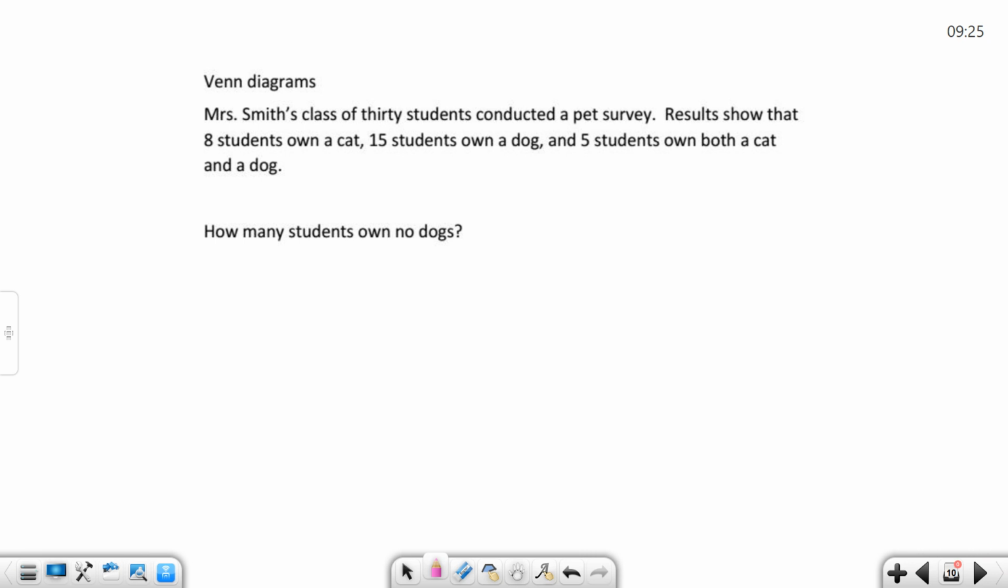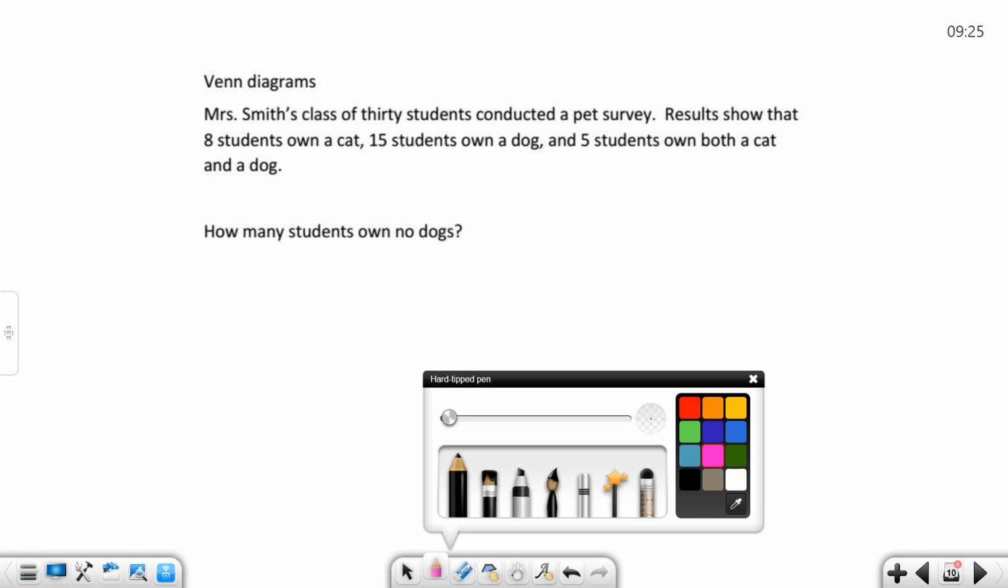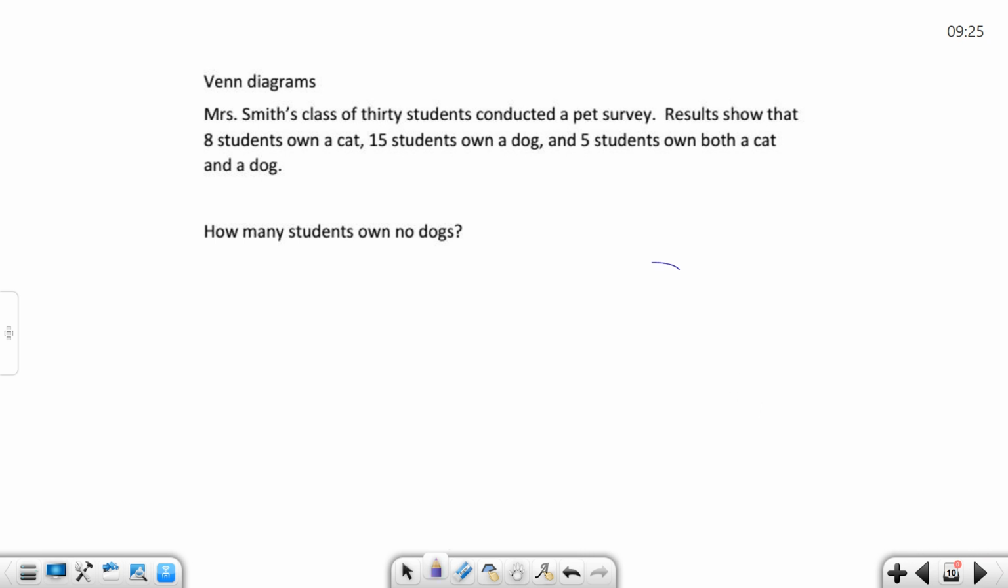So you have Mrs. Smith's class of 30 students, and they are conducting a survey. And in this survey, they have 2 different types. They have cat and dog. Okay? So when you work this one, you're going to have 1 circle for cat and 1 circle for dog. It doesn't matter which one goes where. I'll just label mine dog and cats.